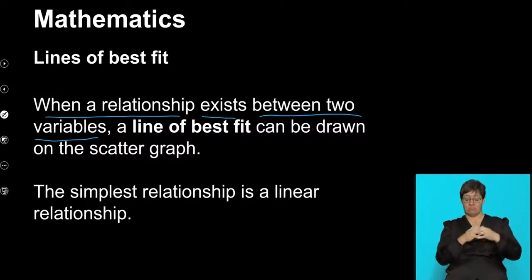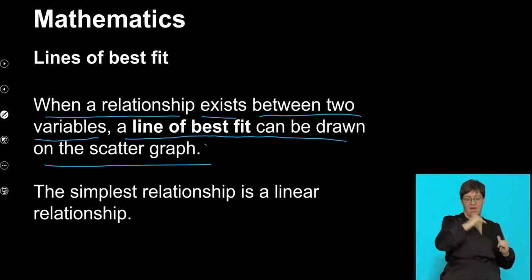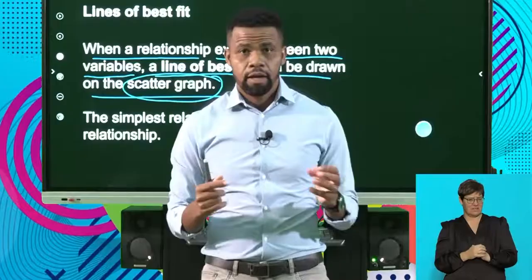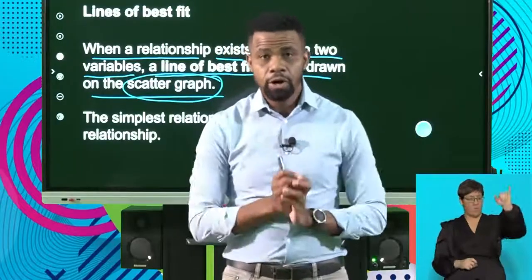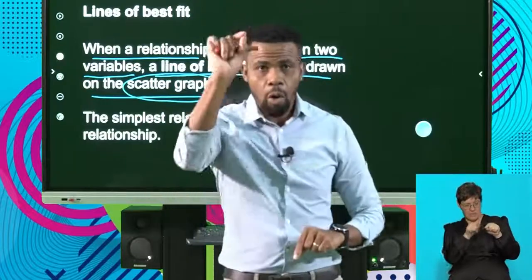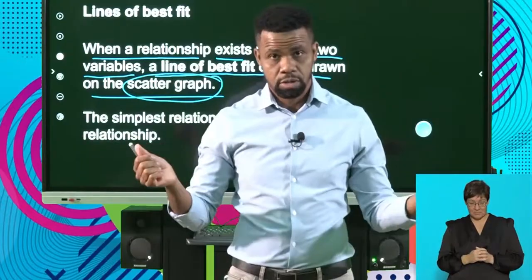So when a relationship exists between two variables, a line of best fit can be drawn on a scatter plot or scatter graph. What is a scatter graph, guys? If I have x and y as coordinates, I put a point on the Cartesian plane in the first quadrant, I put all those points. We call that a scatter graph or scatter plot. Are we together? Okay.